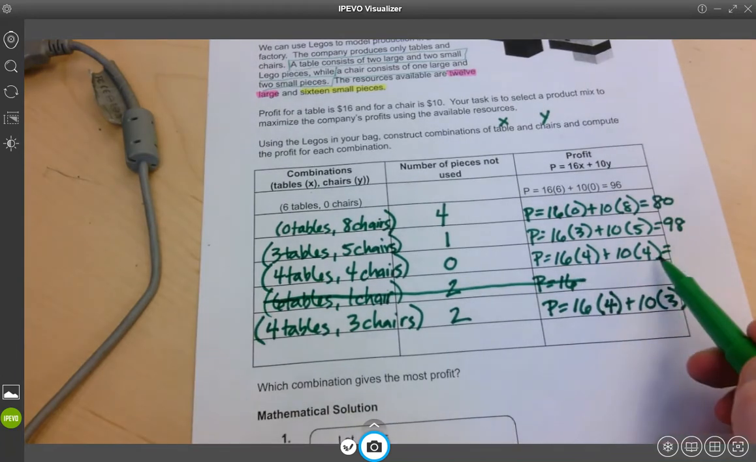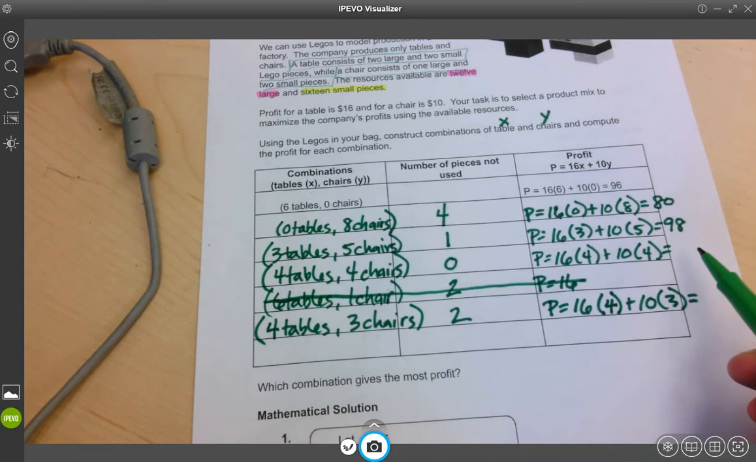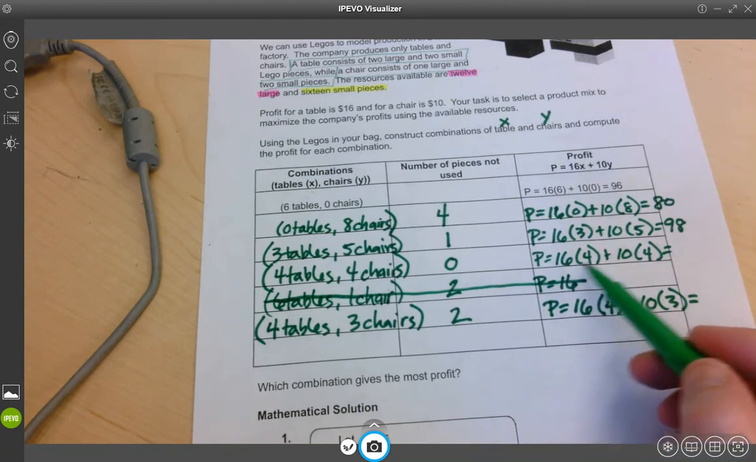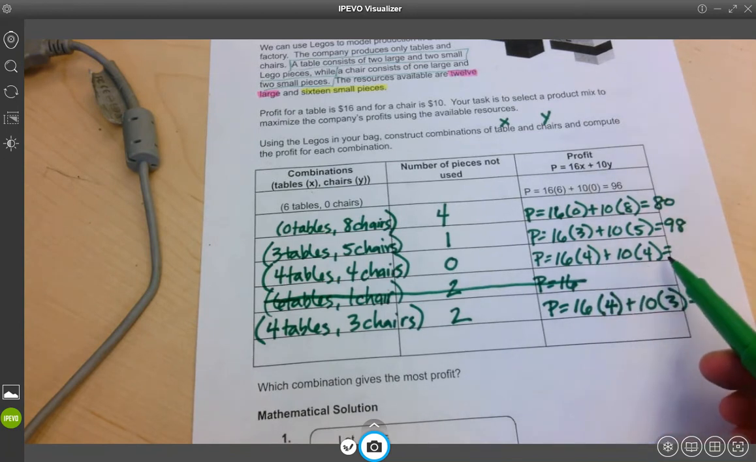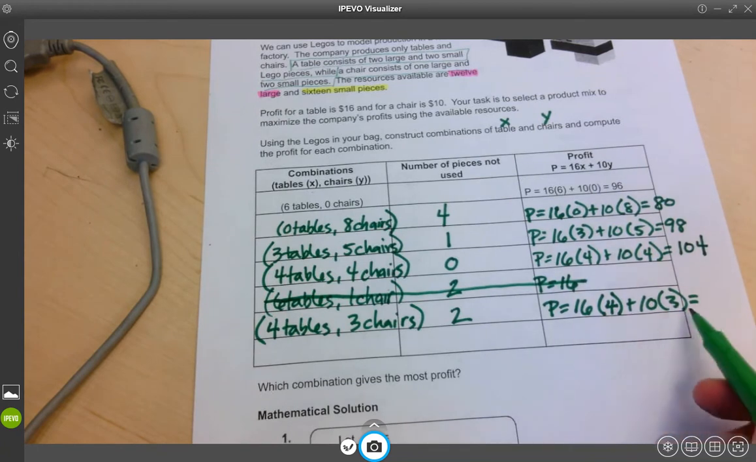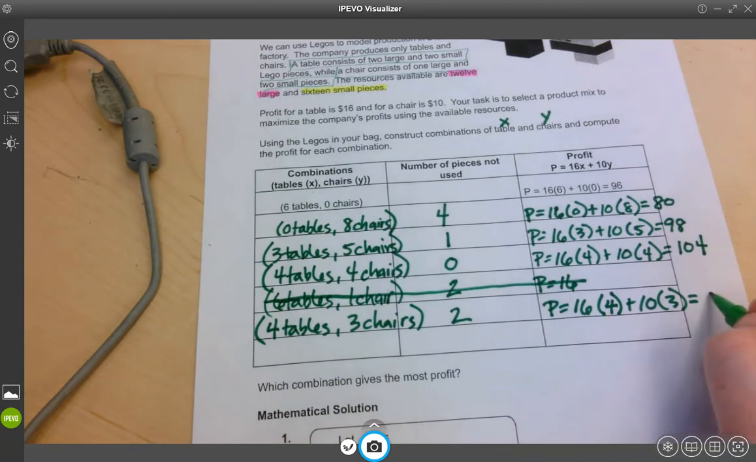All right, so how about this one first? 4 tables and 4 chairs. What was our profit? Did anybody put that in the calculator yet? 16 times 4 plus 10 times 4. Yes. What'd you get? 104? Yes. All right, and how about this one? What do we get for this one? 94, thank you.